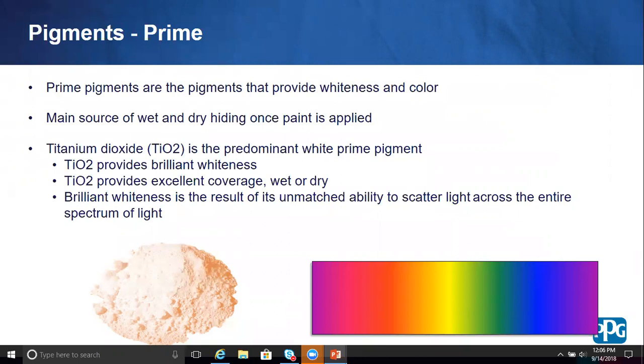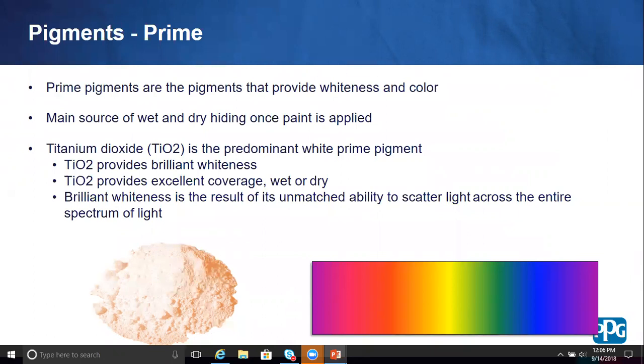Wet hide is when you're initially applying a paint onto a substrate. Your more premium products, especially those that are 100% acrylic, typically have a very high titanium load, and they will give you the best initial wet hide, and then ultimately they're going to give you a very good dry hide. And again, these molecules are very large and very round, so this brilliant whiteness is the result of its unmatched ability to scatter light across the entire spectrum of light. So when a light source hits a very white paint film, it scatters the light and makes it very hard to see any type of surface imperfections.